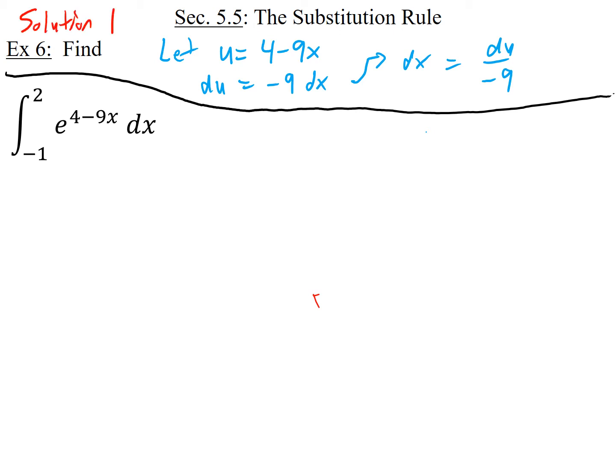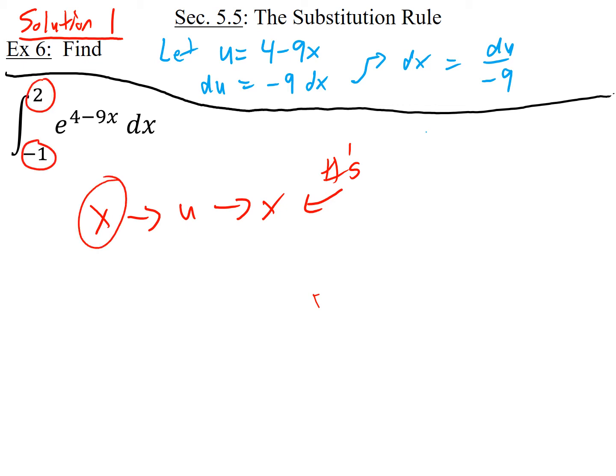So for this method of doing the problem, I'm starting with x's. I'm going to go to u world. I'm going to go back to x world, and then I'm going to plug in my numbers. So we're going from x to u, back to x, and then numbers get plugged in afterwards. Okay, so that's one way to do it. So this is the way you do it if you don't want to change the numbers on the integral. See, the numbers on the integral right now are negative 1 and 2. If you want to keep them negative 1 and 2, then this is how you go. X world, u world, back to x world, then plug in those numbers.